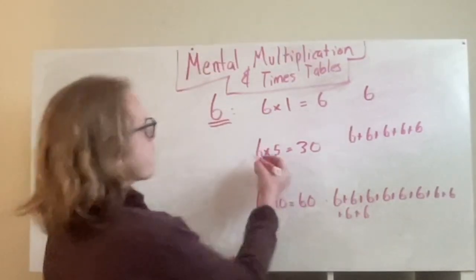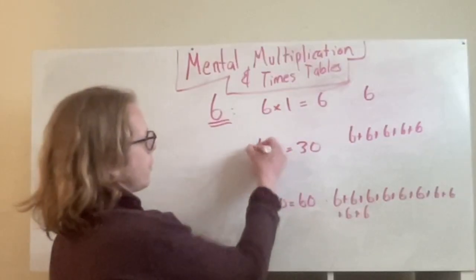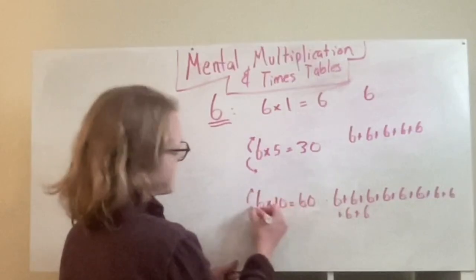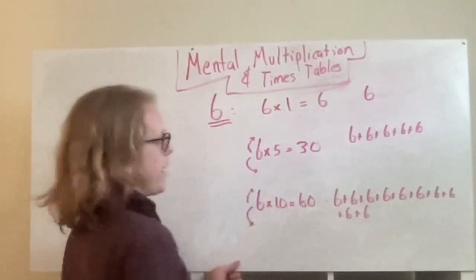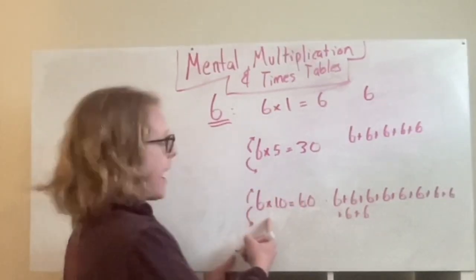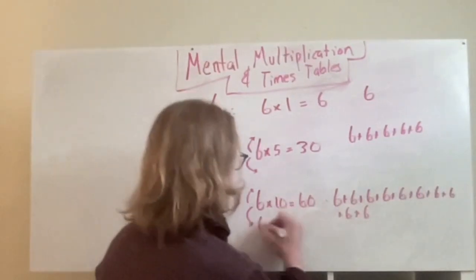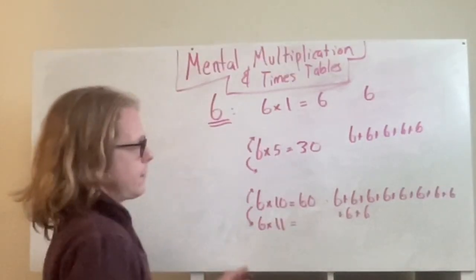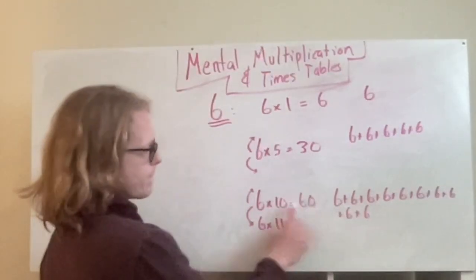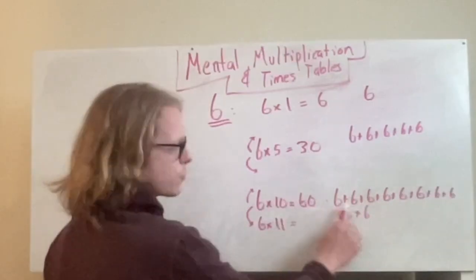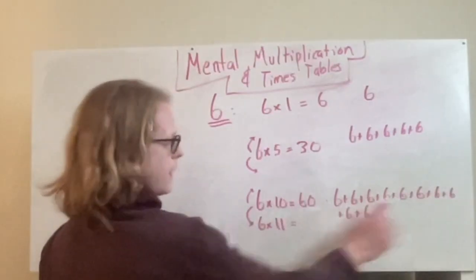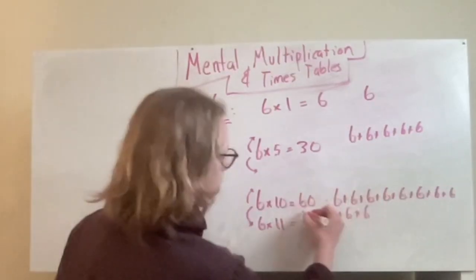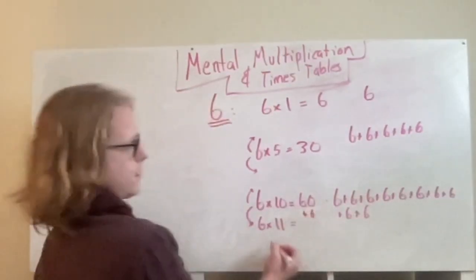So from each of these landmarks, we can go up or down one, like in our 6 times tables. If I know 6 times 10, I can use this to help me figure out 6 times 11. How? Well, this is 10 groups of 6, or 10 sixes. That means this is just 11 sixes. So it's whatever this is plus 6.